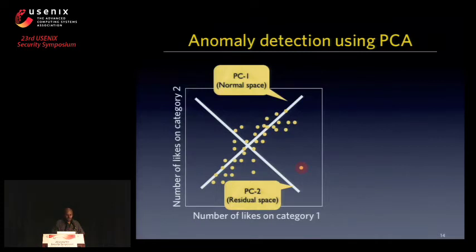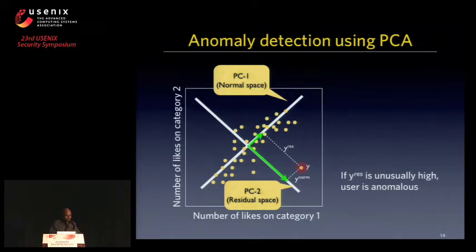Now, to classify whether a user is anomalous or not, we can project that user's behavior onto these 2 alternate dimensions. If you look at the projection on the normal space as well as the residual space, you can simply see if the projection on the residual space, which captures the deviation from normal behavior, is unusually high. If so, you can mark the user as anomalous.